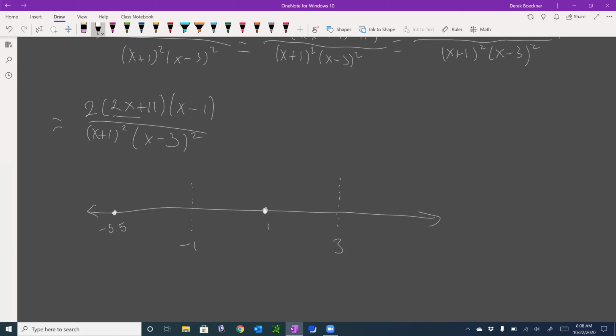And then I just need to figure out, is this positive or negative on these intervals, right? Is the function going to be increasing or decreasing on these intervals? So I'm going to take a test value from over here, from in here, from in here, from in here, from in here, and we're going to determine what the derivative looks like on those pieces of the domain.